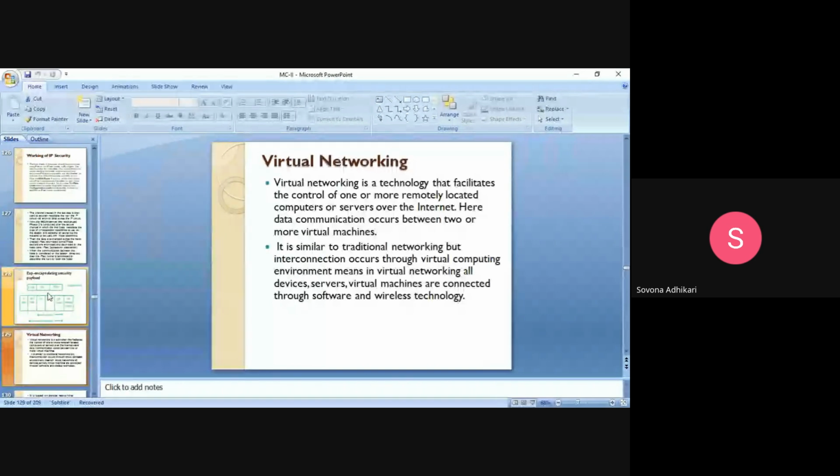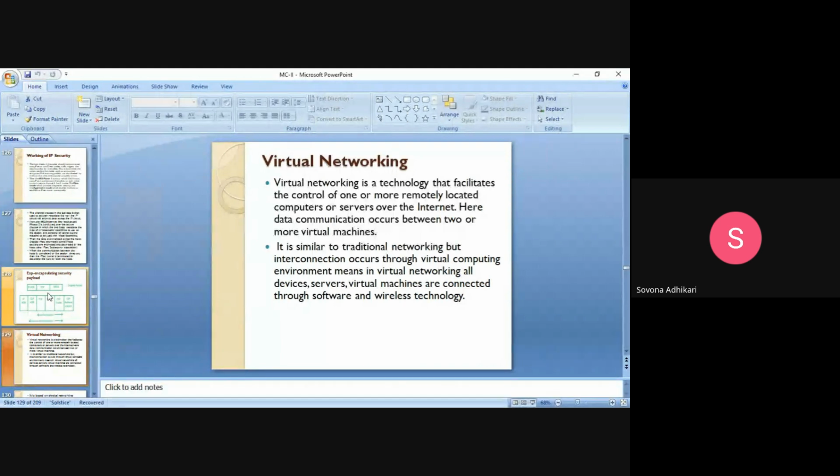Then virtual networking. Virtual means not real, but it seems real. Like your image, when you are standing in front of a mirror, you view your virtual image. The image is there, but it is virtual. It is actually not present there, but it seems to be there. So this is a virtual image.